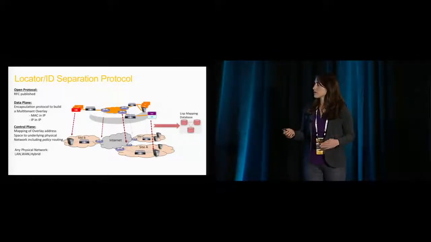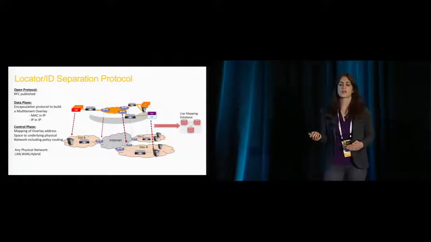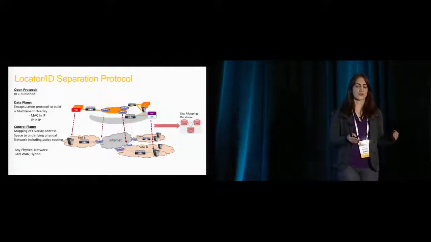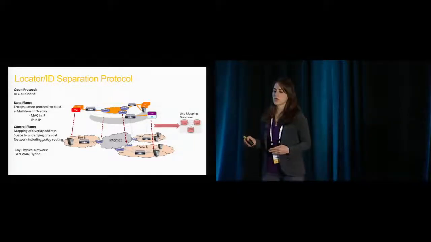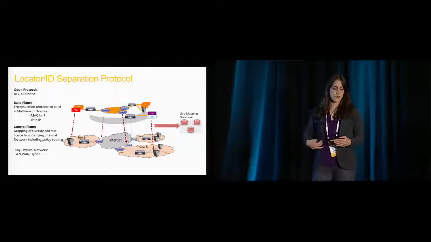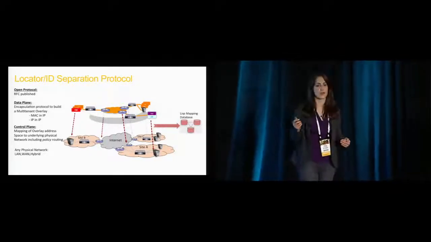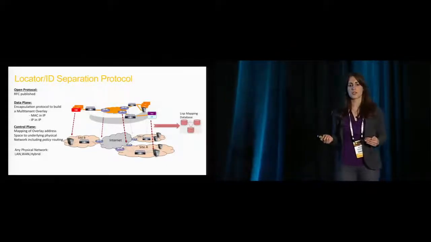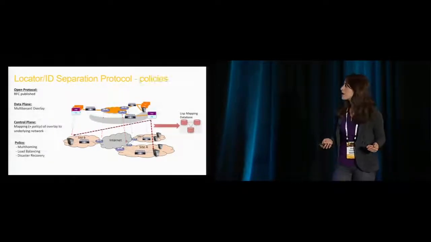And so that's the data plane. And then there's a control plane, which provides this mapping of this overlay address space to the underlying physical network. And it also supports introducing policy into that mapping. So you can basically define the mapping of the host identity to the host location, and you can introduce some additional policy on how to reach that host.